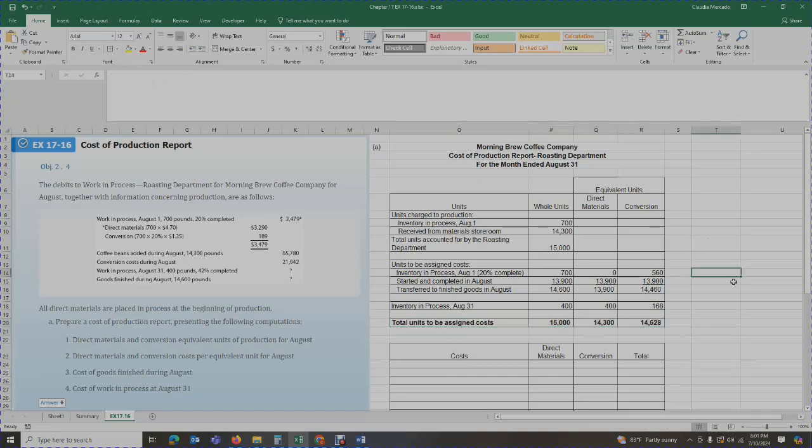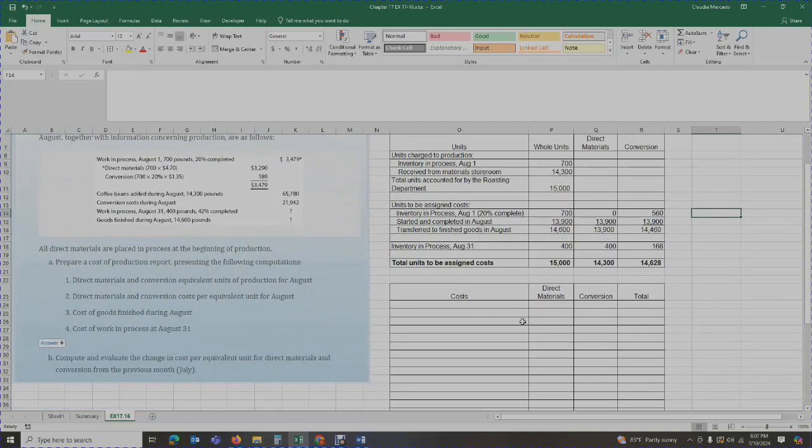Okay. Now, we're going to go to the second part. The top part was just calculating the units to be assigned the cost. Now we're actually going to assign costs. Okay? So we're going to go on to the next section. Okay? Now we're going to calculate the cost per equivalent unit.